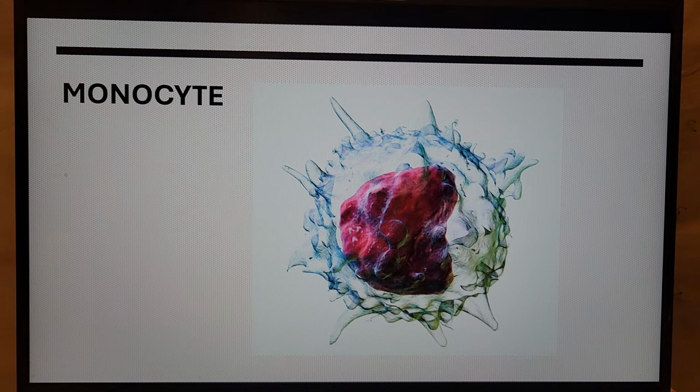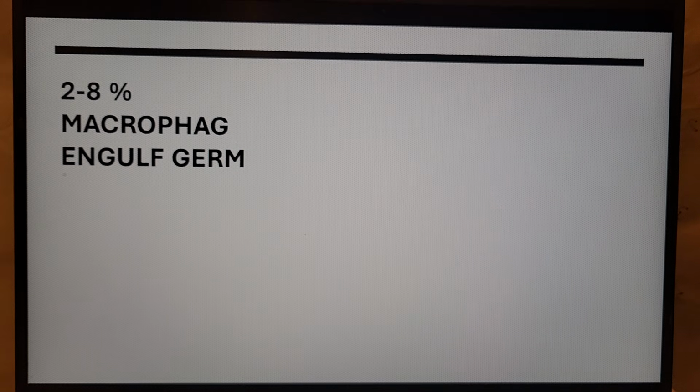Monocyte, there is no granule inside, it is a big giant cell. Macrophage, macro means big, right? Phage means eat, they can eat the germ. So normal is about 2 to 8%, under 10.